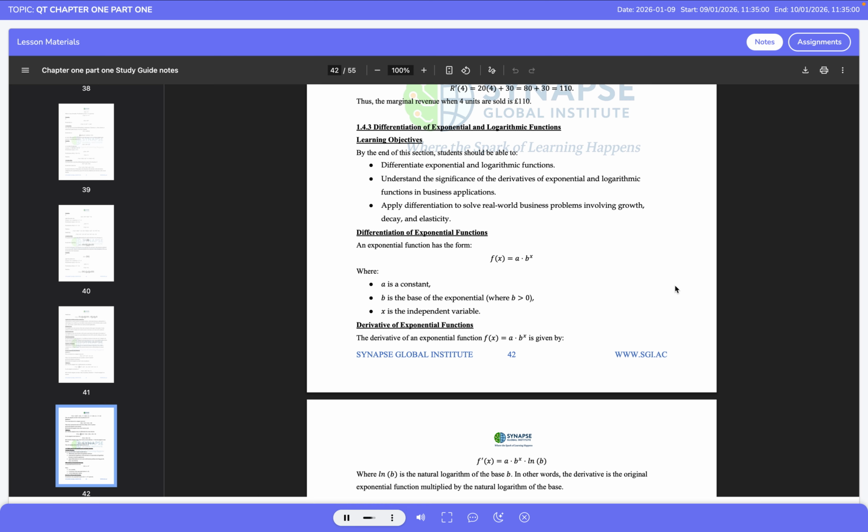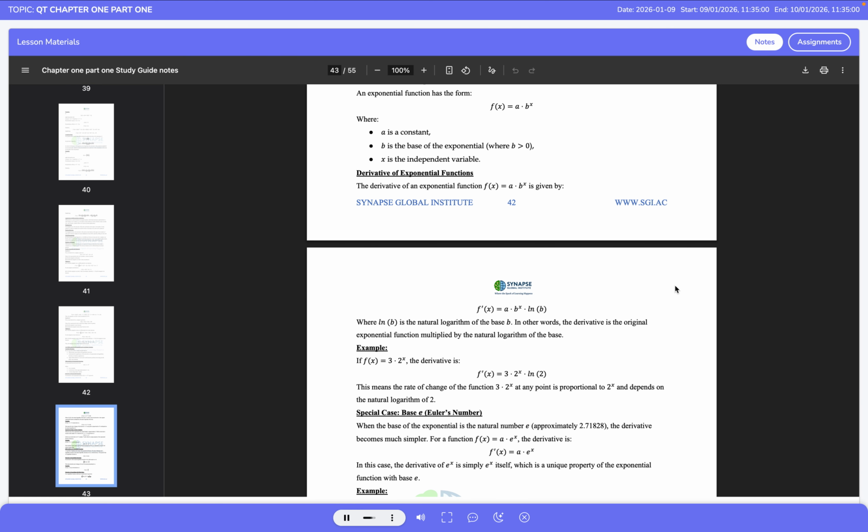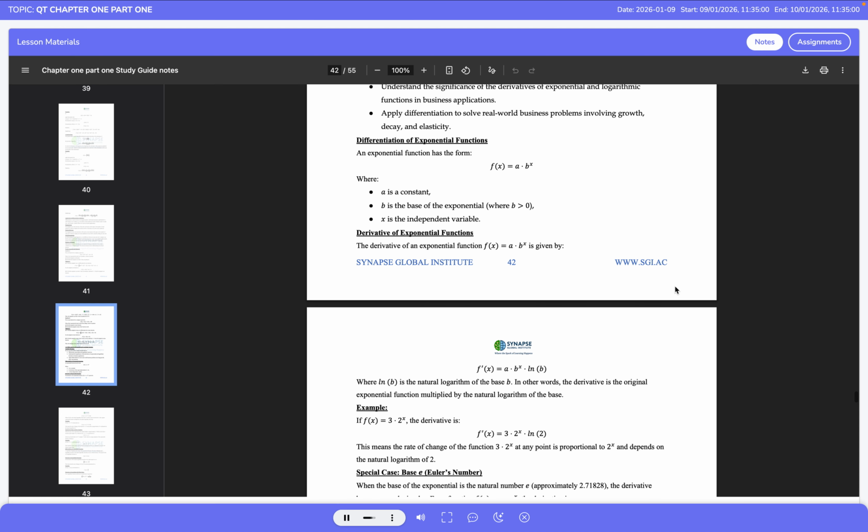We begin with exponential functions. An exponential function takes the form a multiplied by b raised to the power x, where a is a constant, b is the base of the exponential and is greater than 0, and x is the independent variable.